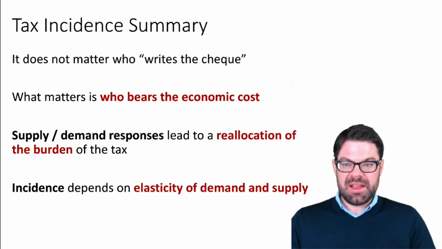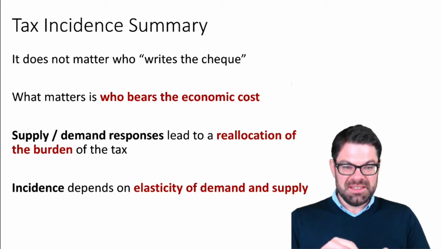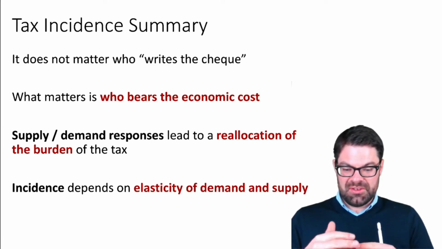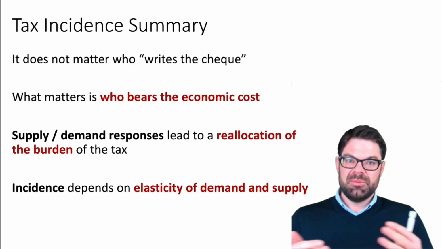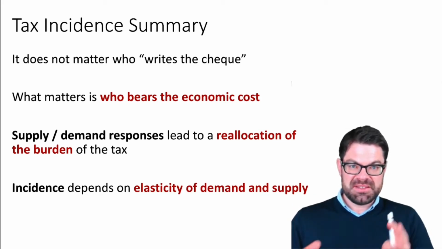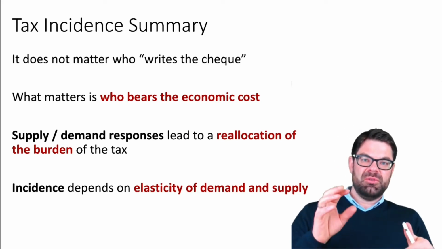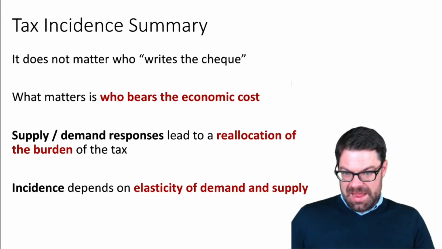So again, to summarize, we learned the three rules of tax incidence, namely, the economic cost is generally split, maybe not 50-50, but between both sides of the market. And it does not matter who writes the check. The economic and the statutory incidence are very, very different things. It would be very naive to say whoever writes the check also bears the economic cost. It's absolutely not the case.